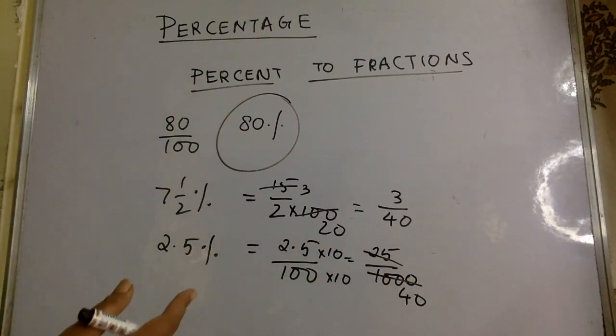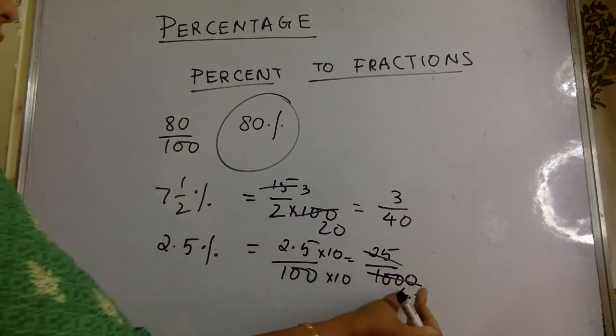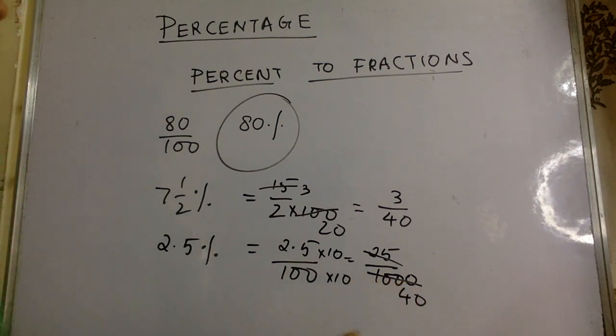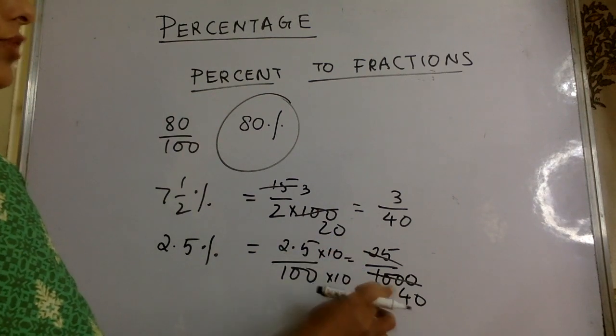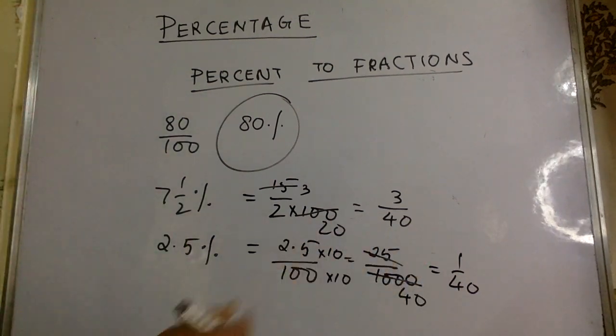Try to cancel with big numbers. Make it a habit from the lower classes itself, start to cancel with big numbers. As long as a number has 2 zeros at the end, it is bound to be divisible by 25. So with straight 25 I did it, 25 4s are 100 and 0. So 1 by 40 is my fractional way of writing this percentage.